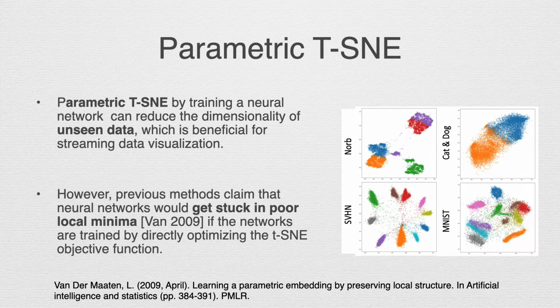The advantage of this parametric extension is that it can reduce the dimensionality of unseen data, which is beneficial for streamlining data visualization. Previous methods claimed that neural networks would get stuck in poor local minima if the networks are trained by directly optimizing the t-SNE objective function. Therefore, they either require a network pre-training step by the restricted Boltzmann machine or intermediate results obtained from the traditional non-parametric t-SNE when learning the transformation.